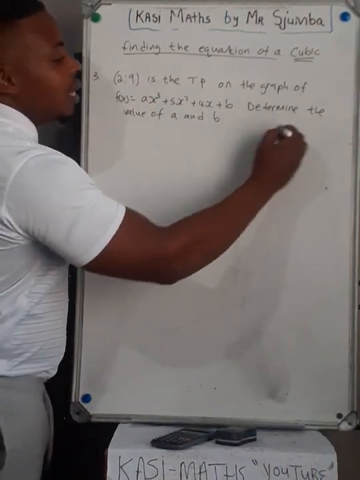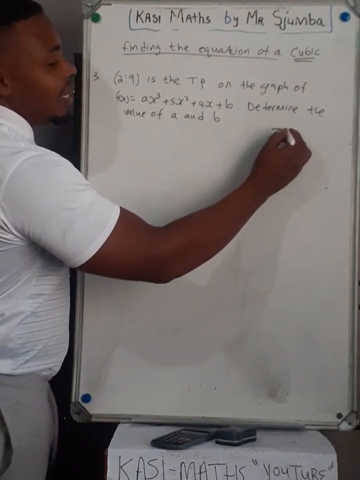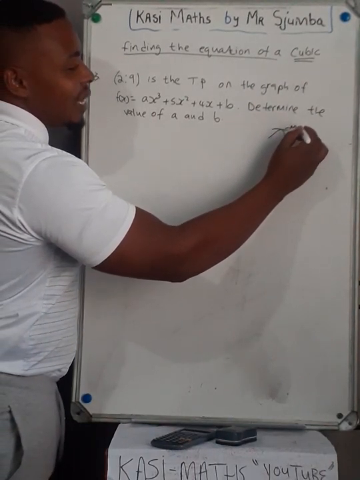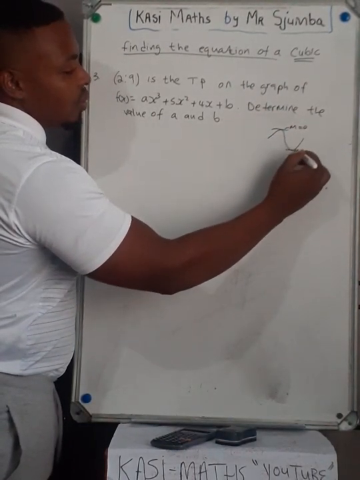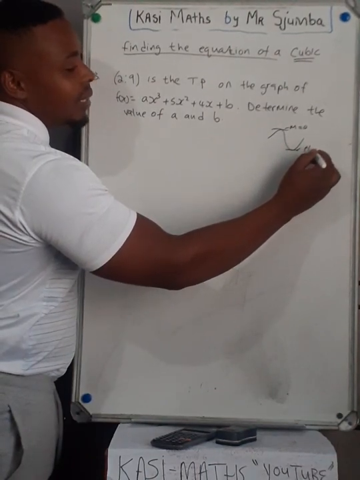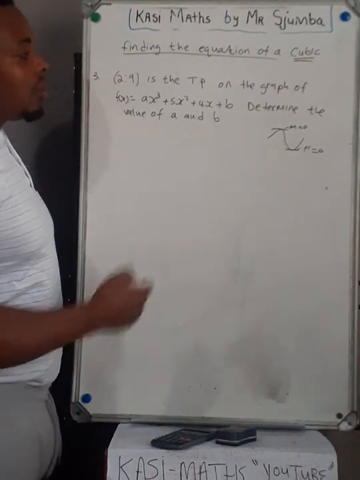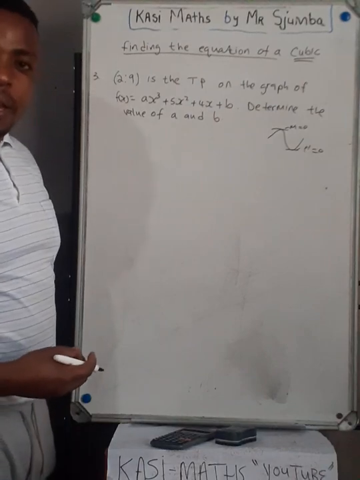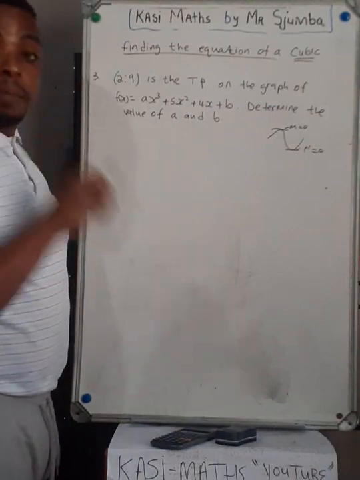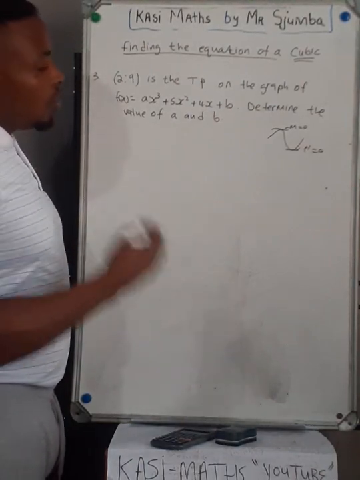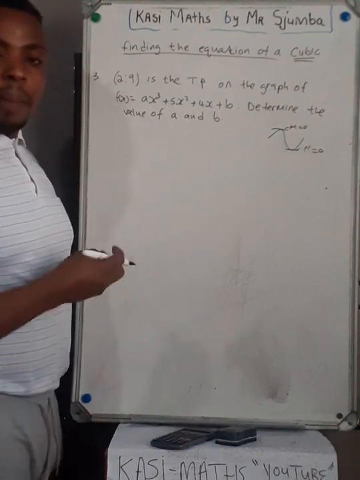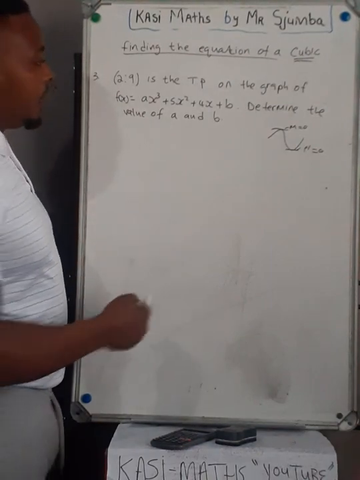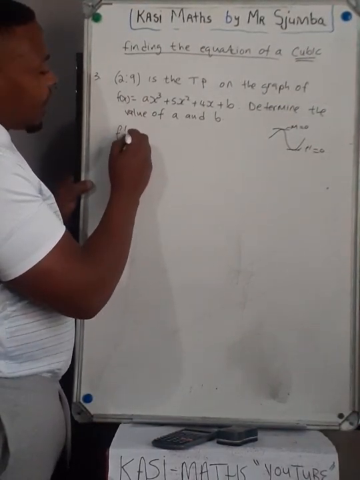We know that at a turning point the derivative, the gradient, is equal to 0. If we can derive and then replace the gradient with 0, we know what our x values are, the x value at the turning point. Right, so let's derive: f prime of x.